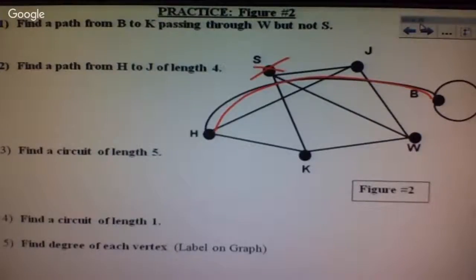Careful here. It's a circuit. Wherever you start, you have to go back to it. So your starting letter should be your ending letter. It's not that hard.